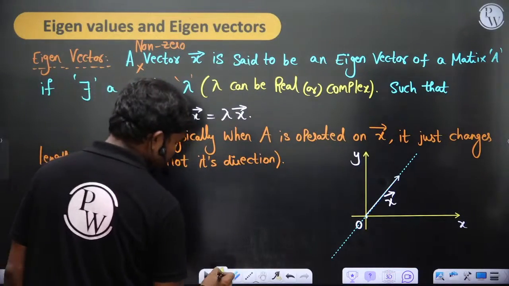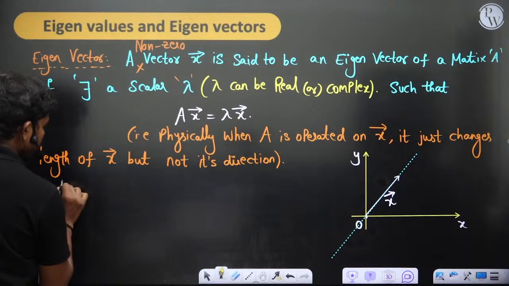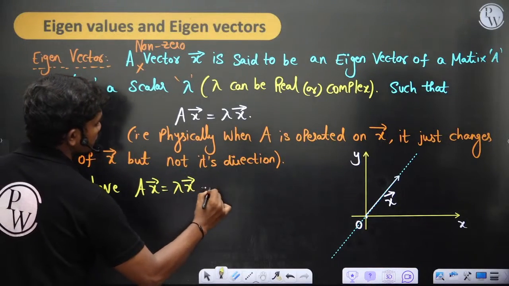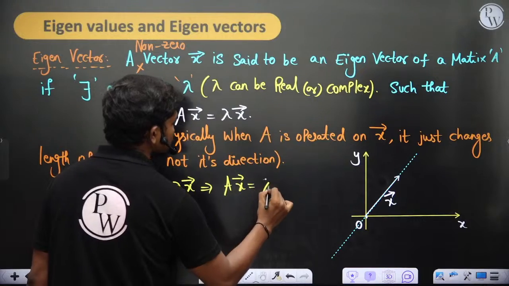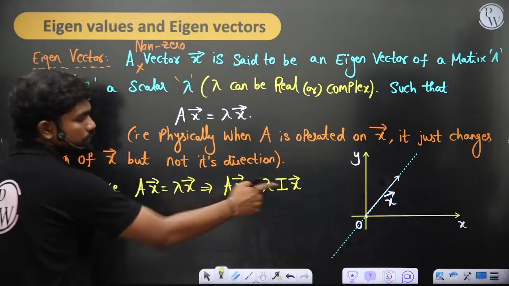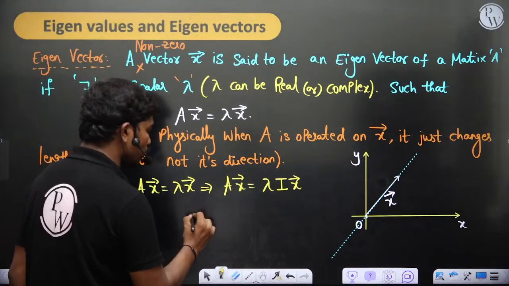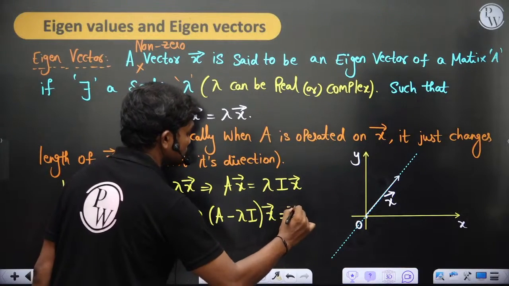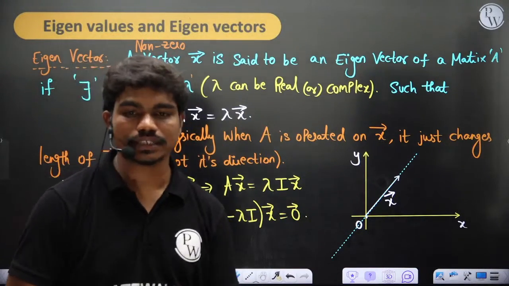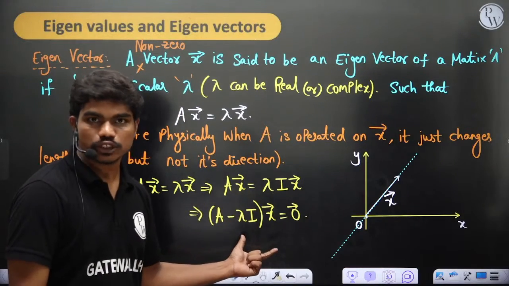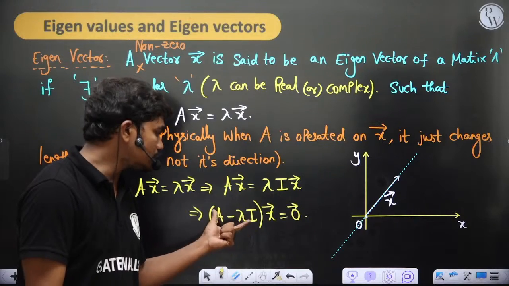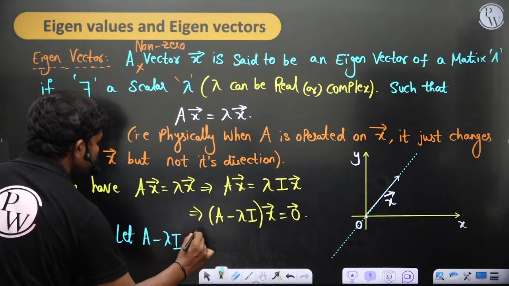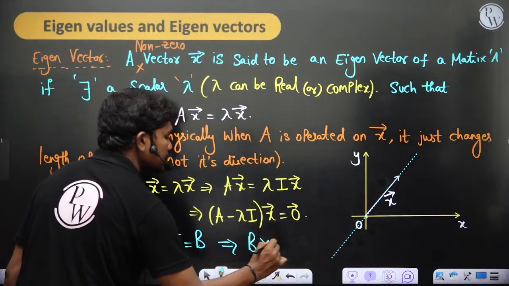Now tell me one thing, we have Ax is equal to lambda x. This can be written as Ax is equal to lambda times I into x, correct? Because x can be replaced with I into x, identity into x always gives you x. If you shift this, A minus lambda I operating on x is equal to 0. Now this is a system of linear equations, correct? Let A minus lambda I be some matrix B, which implies B times x is equal to a null matrix.